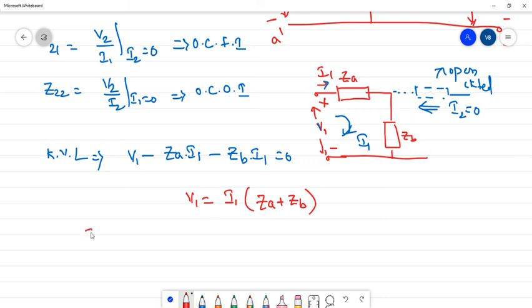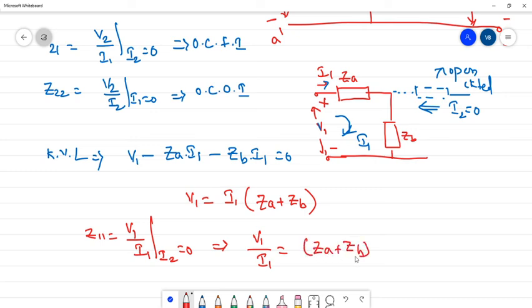What is Z11 here? Z11 is nothing but V1 by I1 at I2 equal to 0. So here this is V1 and this is I1. V1 by I1 is equal to ZA plus ZB. We already made I2 as 0 by opening that particular port. So this is Z11.